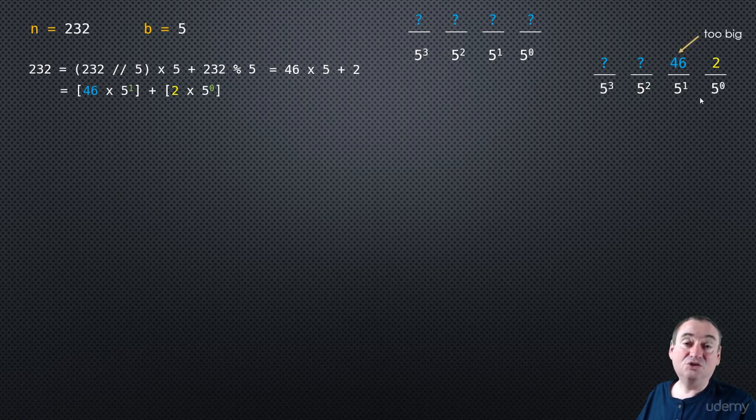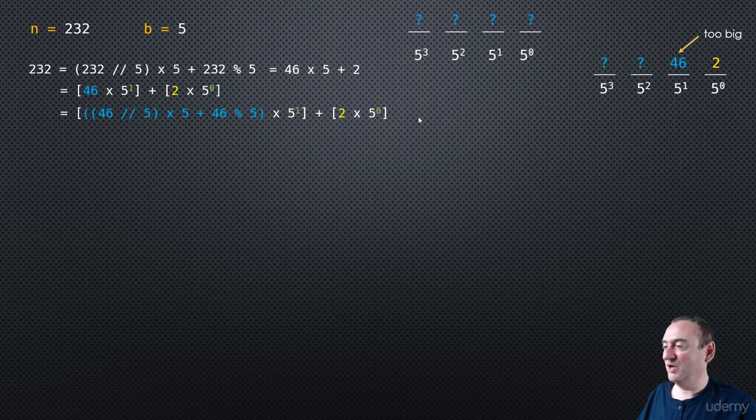But 46 is too big for base 5, right? We can't say the number is 46 in base 5. The highest digit we can have in base 5 is a 4. So what we're going to do is take the same equation and apply it to 46, to the first div over here. So when we do that, we get this expression: 46 div 5 times 5 plus 46 mod 5 times 5 to the 1 plus the remaining terms in the expression.